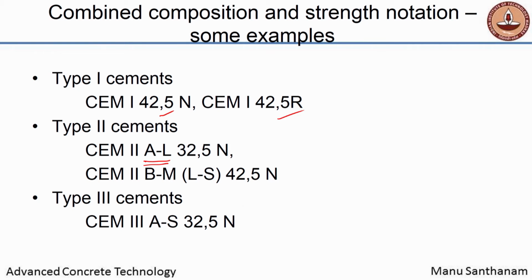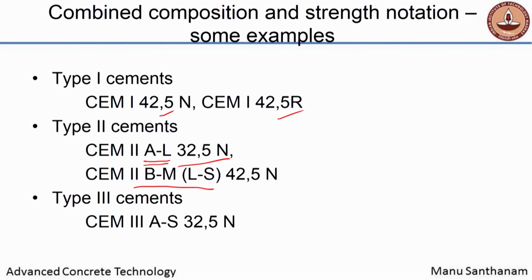6 to 20% replacement, and L means the replacement material is limestone. Again, here we have the strength class 32.5 N. N means you have certain requirements for the 7-day strength and the 28-day strength for the 32.5 class alone. Now, please remember that not all strength classes are available in all composite cements, because with certain cements, for example the fly ash based cements, you can't hope for a strength class of 52.5.